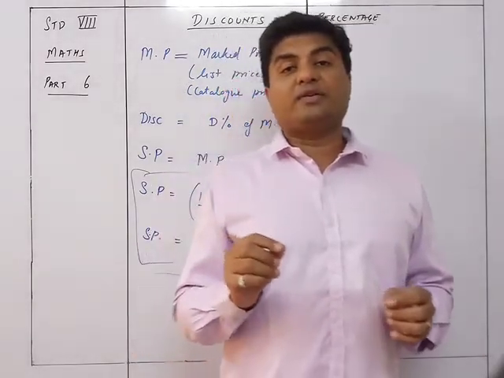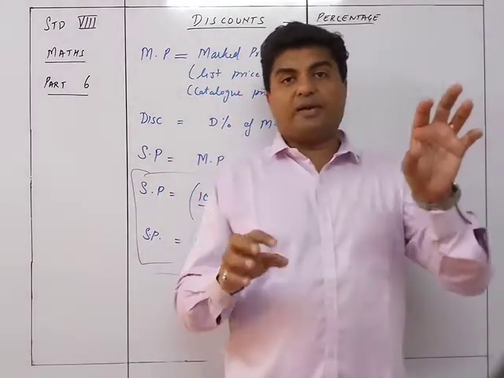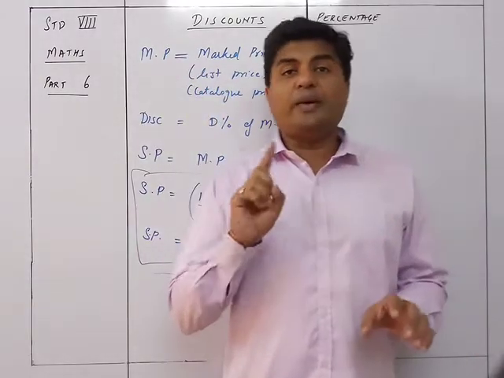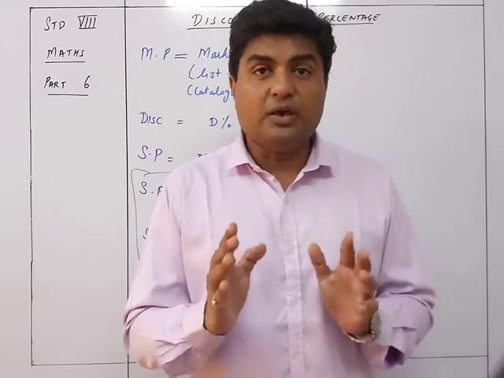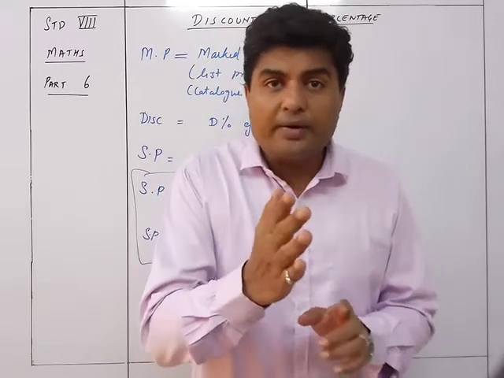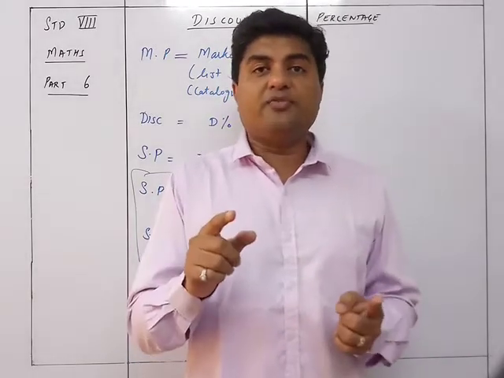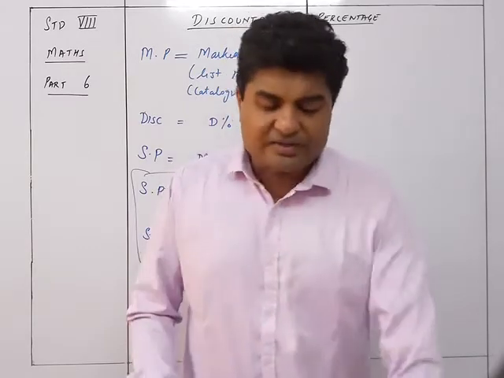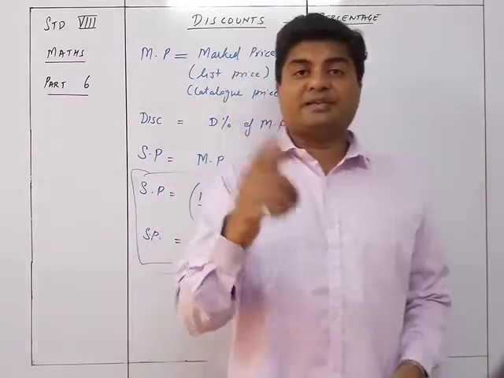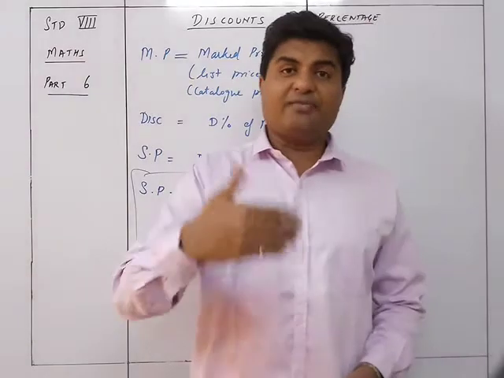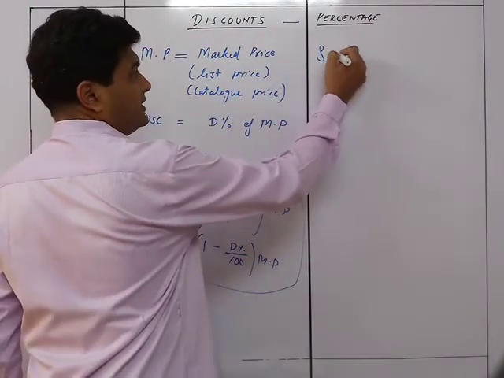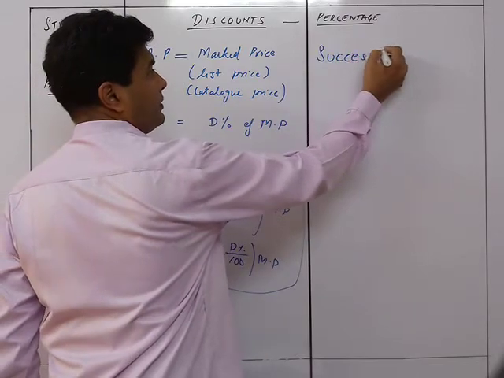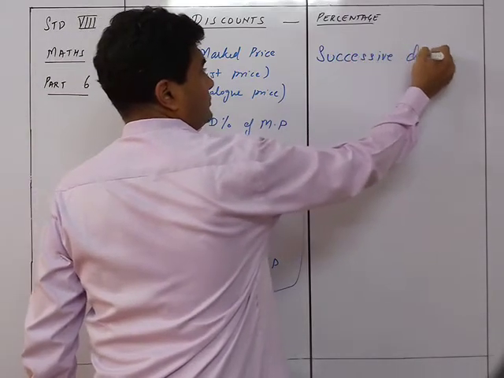Whenever any discount is given to you, like if there are two discounts, 10% and 10%, it will never be 20%, because when you take the 10%, the further 10% is on that reduced amount. So this kind of discount, when there are two discounts or three discounts coming up one after the other, is called the successive discount.